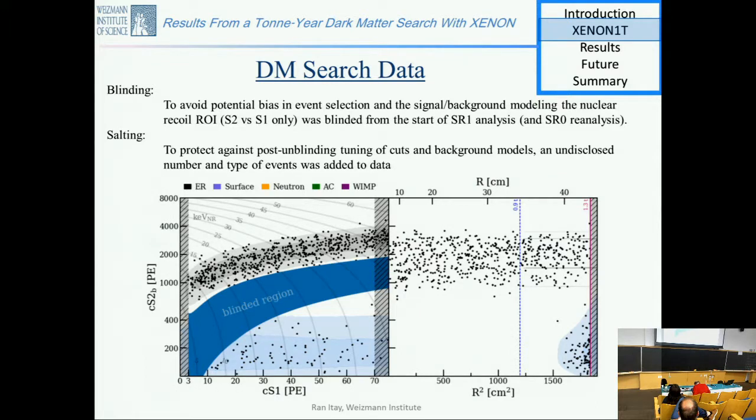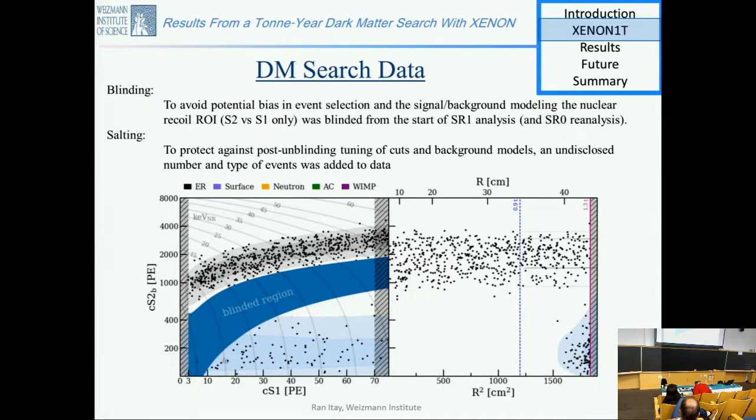The dark matter search data is blinded. We use a blind analysis. This region here is blinded throughout the whole analysis. We only open it when we are sure of our machinery. This is to avoid potential bias from event selection, signal-to-background modification, and all of this.